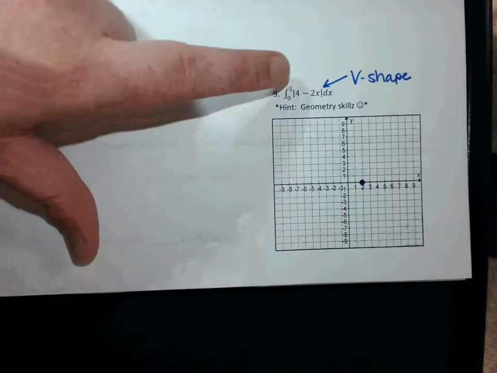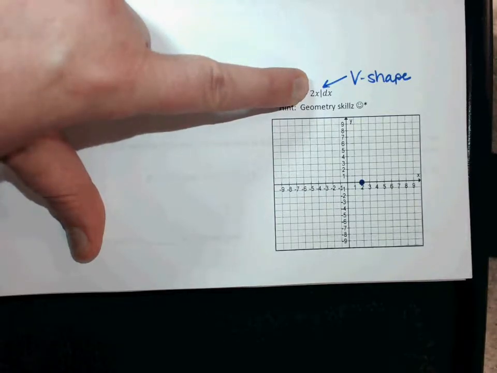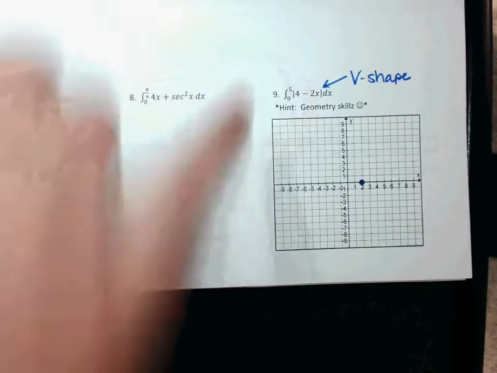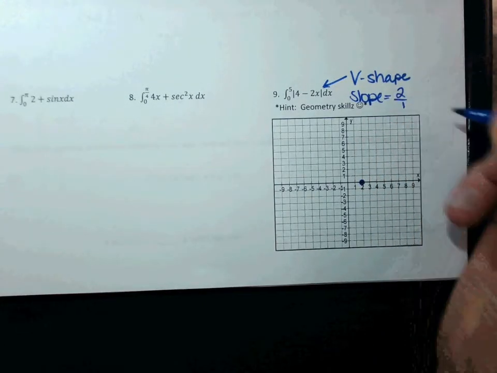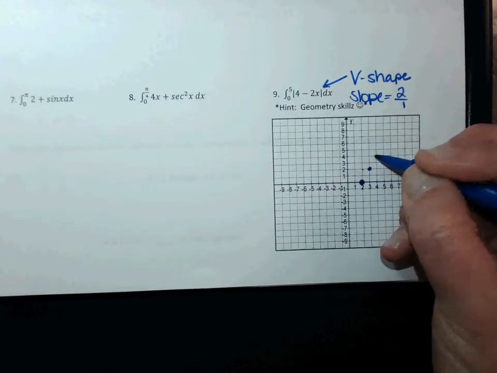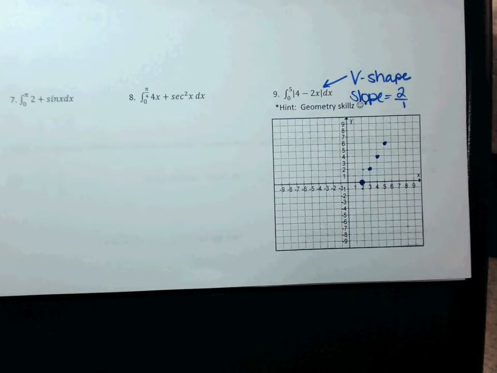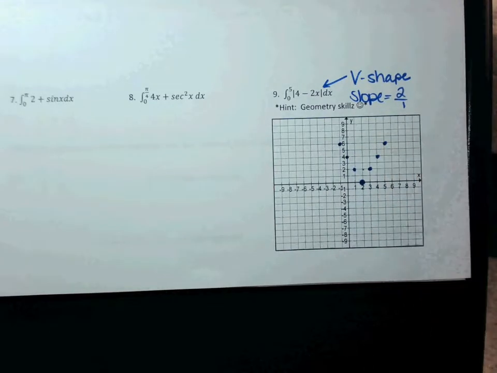Then remember that the number in front of x tells you the slope. So if it's a 2 in front, that means your slope is 2 over 1. But remember, it's a V. So you're going to go 2 over 1, 2 over 1, 2 over 1. Then the other way. Okay, so there's my V.